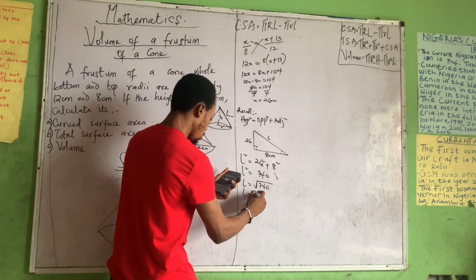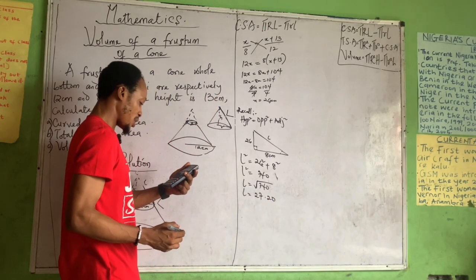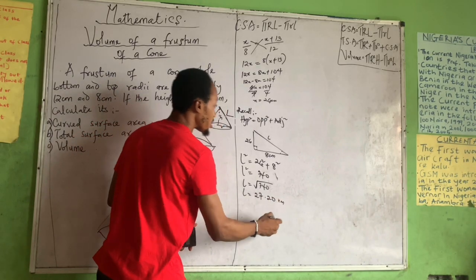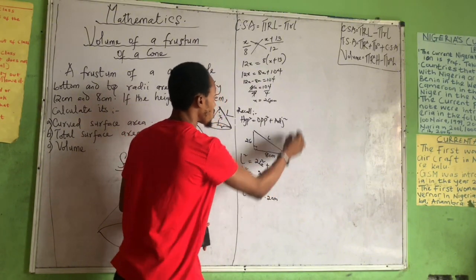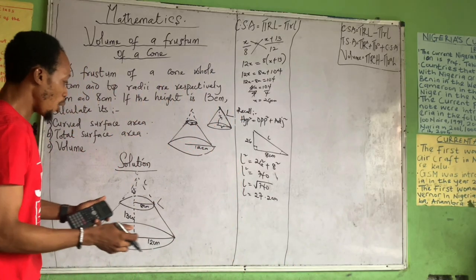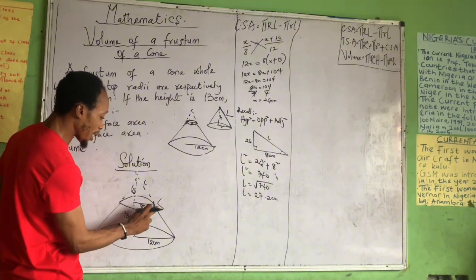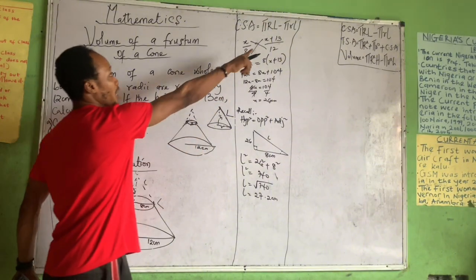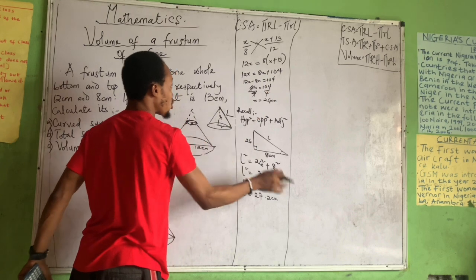That will be 27.20 centimeter. So we can write this as 27.2 centimeter. Now let's go to the bigger one also. We are not done yet because we need to get the bigger L also so that we can put them into our formulas. We are just linking this to get this.